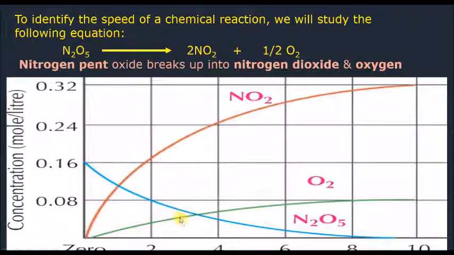What is the difference between the line of oxygen and the line of nitrogen dioxide? Those two lines represent the concentration of both products, but the products don't have the same concentration. If we look here, we find that for every 2 molecules of NO2 in the products, there is half a molecule of oxygen. That's why the curve of oxygen is lower than the curve of nitrogen dioxide.